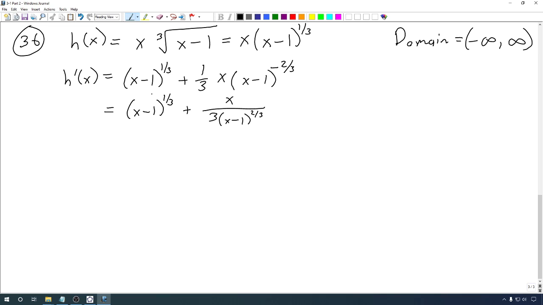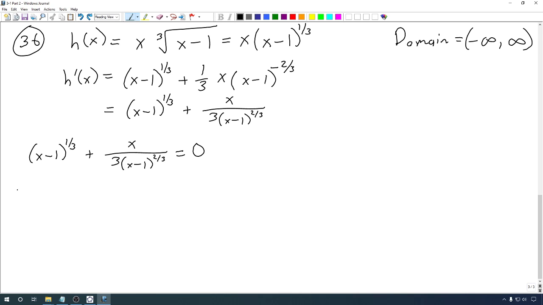So we have two questions because we want to find out where the critical points are. First of all, where does this equal 0? Where is this thing, which instead of rewriting it again, I'm just going to go ahead and copy it, equal to 0? Well, if I'm going to do that, it might be nice to not have any fractions. So let's go ahead and multiply both sides of this equation by 3 times x minus 1 to the 2/3 power.